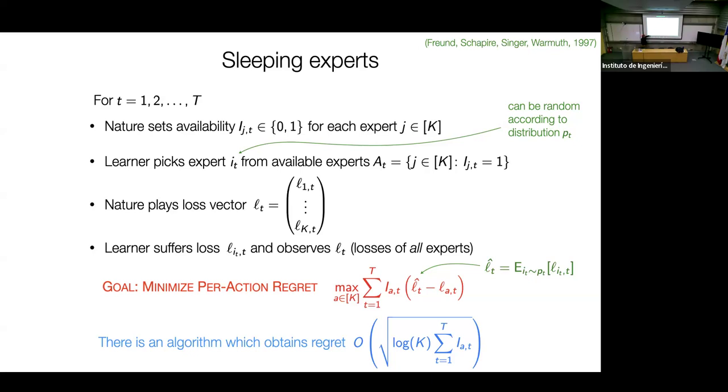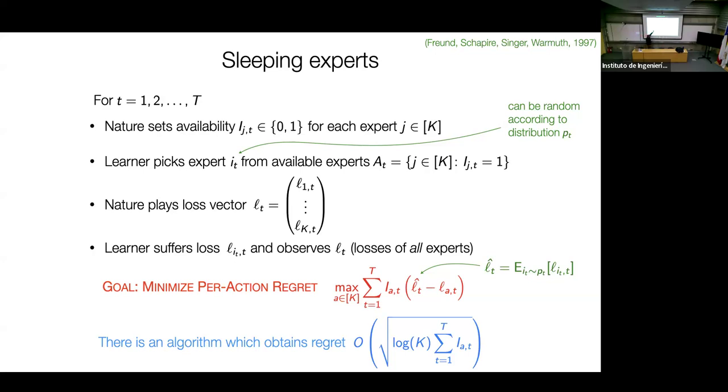And then nature is going to play some loss vector. This loss vector can depend on the entire history of the game so far, including p_t, not including I_t, which is drawn from p_t. But you can view p_t as a mixed strategy, a distribution over actions on the part of the learner. And this loss vector can depend on that immediately previous choice, p_t. So the adversary has a lot of power here.